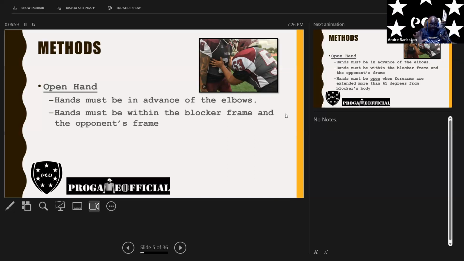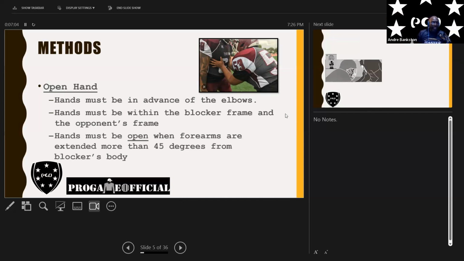Because my hands must be here. Okay? And the hands must be open when forearms are extended more than 45 degrees from the blocker's body. My hands must be open.